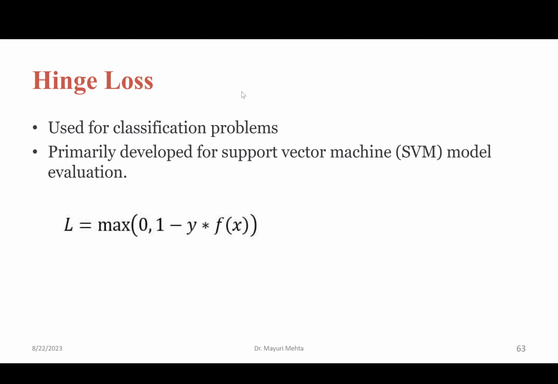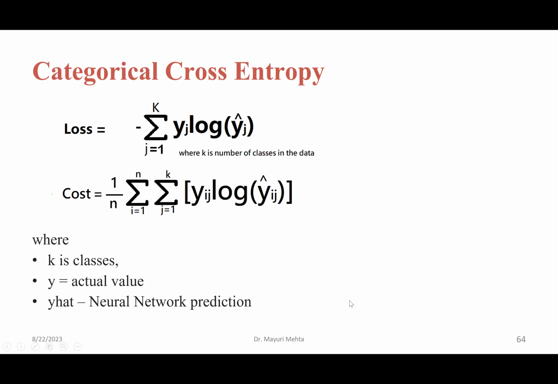Usually with classification, we use binary classification with labels 0 and 1. But when we use hinge loss, we use -1 and 1 to represent this. Okay. Then next we have categorical cross entropy.